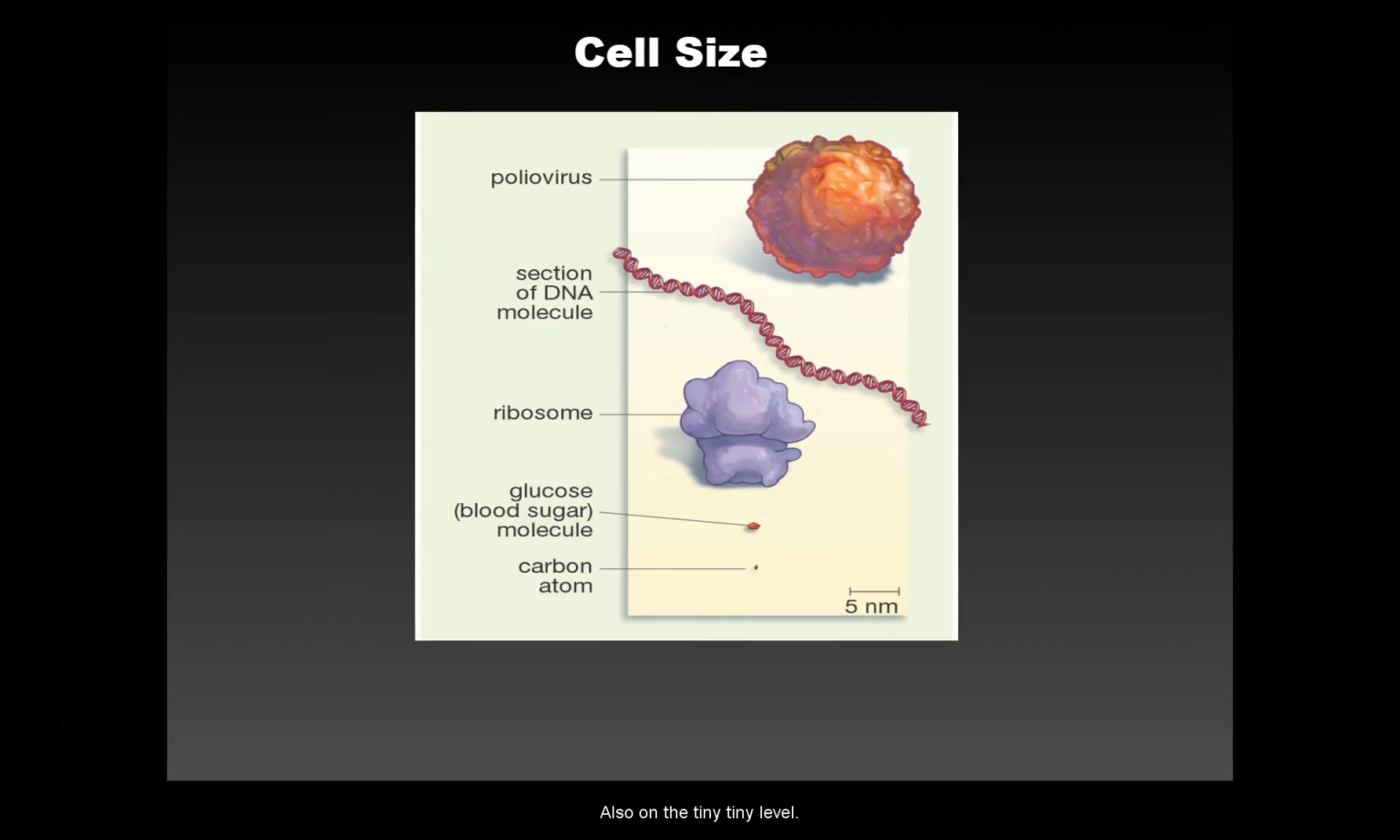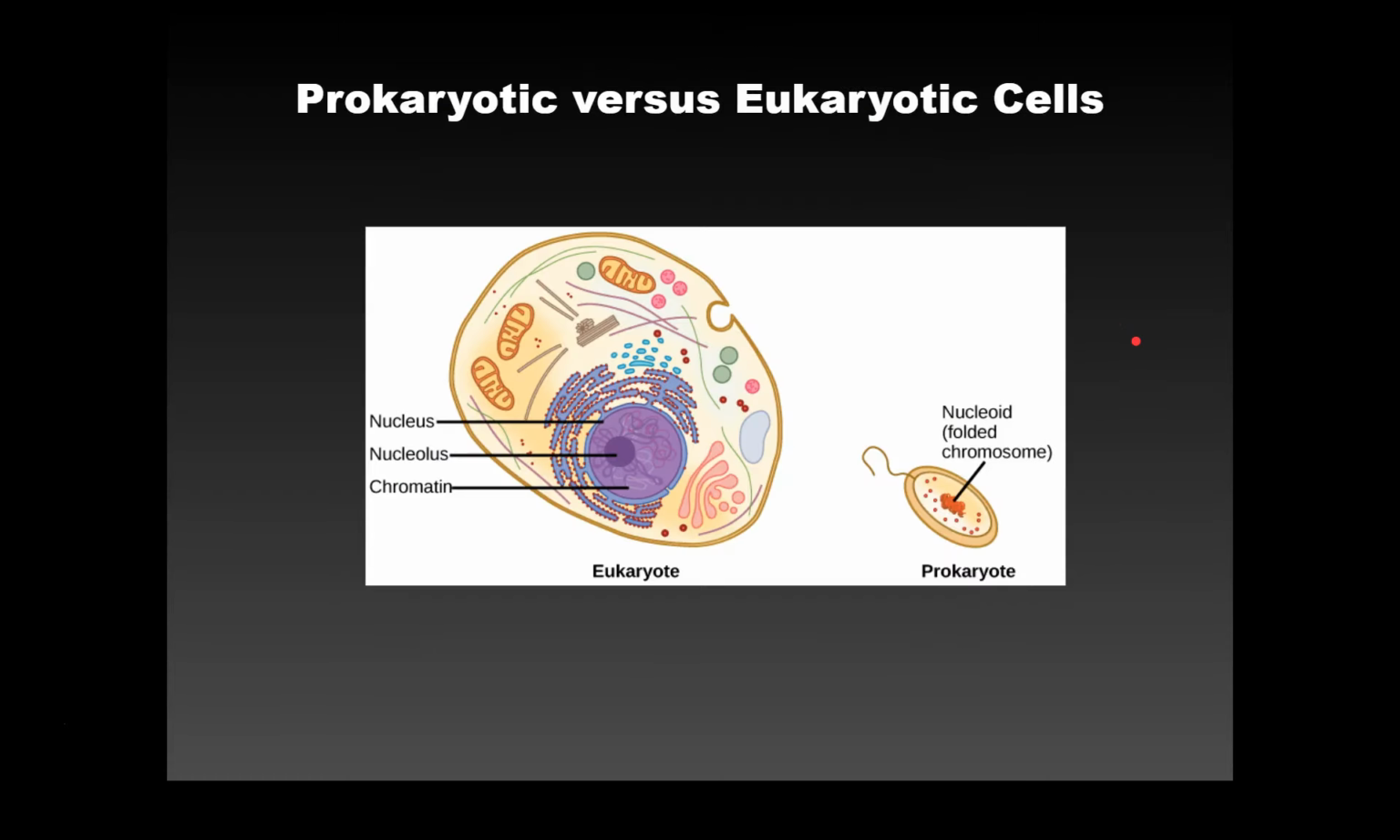And also on the tiny, tiny level, this is saying this is 5 nanometers here. So if you had a strand of DNA, it would be 2.5 nanometers across or thereabouts. It also shows you the size of a carbon atom, a single atom of carbon, or a single molecule of sugar. Okay. Also shows you the size of a ribosome, and this polio virus looking massive compared to these things, which is actually very, very tiny.